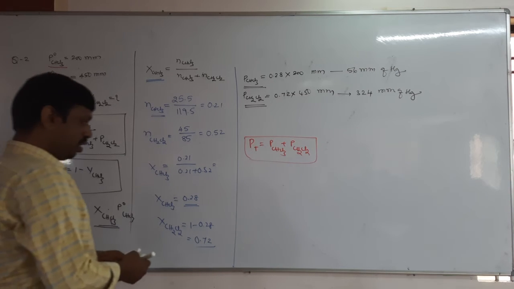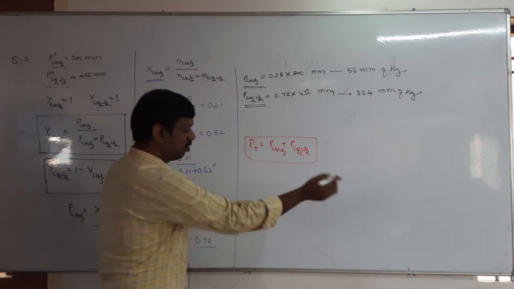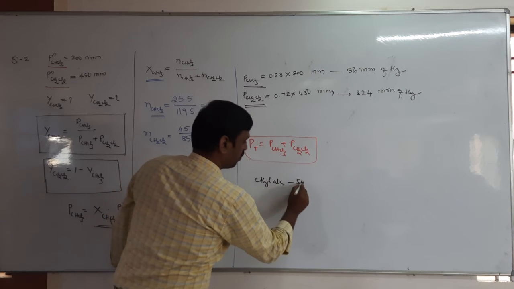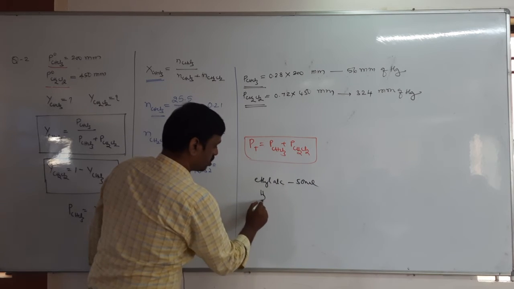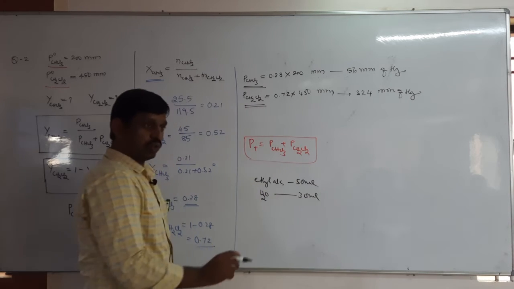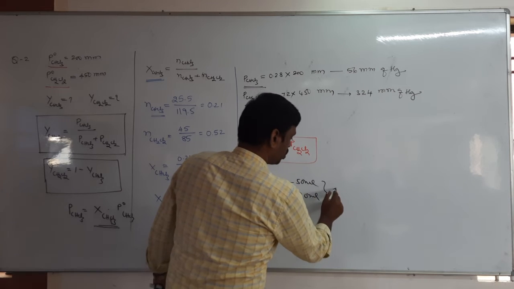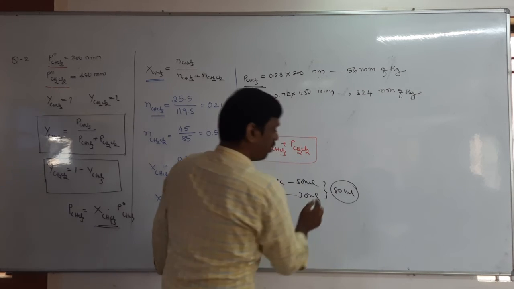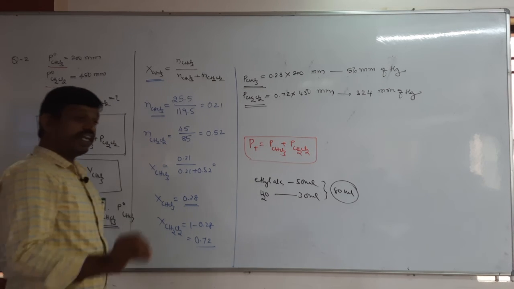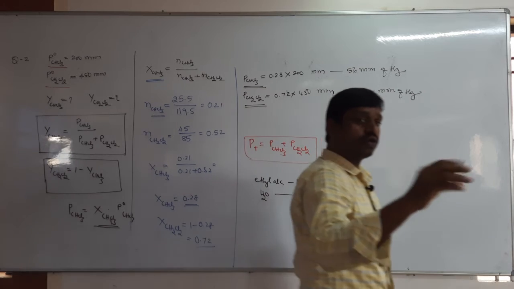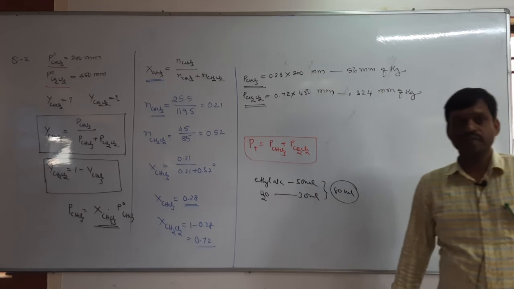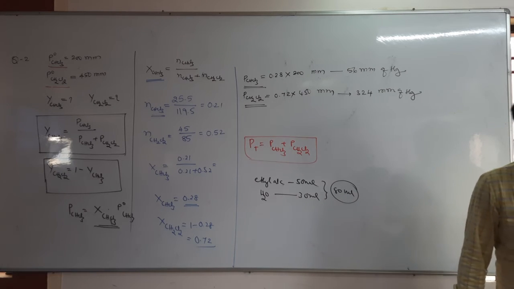So here a solution is prepared by mixing 50 ml of ethyl alcohol, right? Ethyl alcohol is 50 ml and water is 30 ml. By mixing these two, what are we supposed to get? 80 ml. But will you get 80 ml, or less than or greater than? If it is an ideal solution, you will get equal to 80 ml. But is ethyl alcohol and water an ideal solution? No, it is non-ideal.